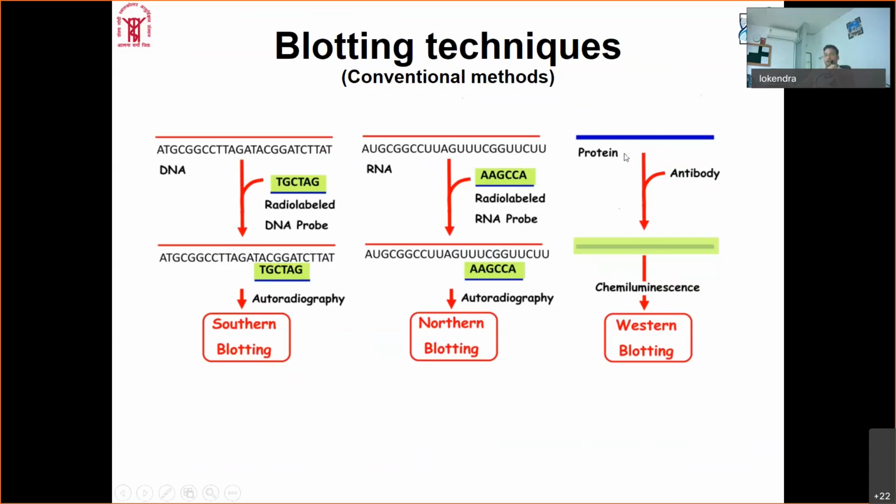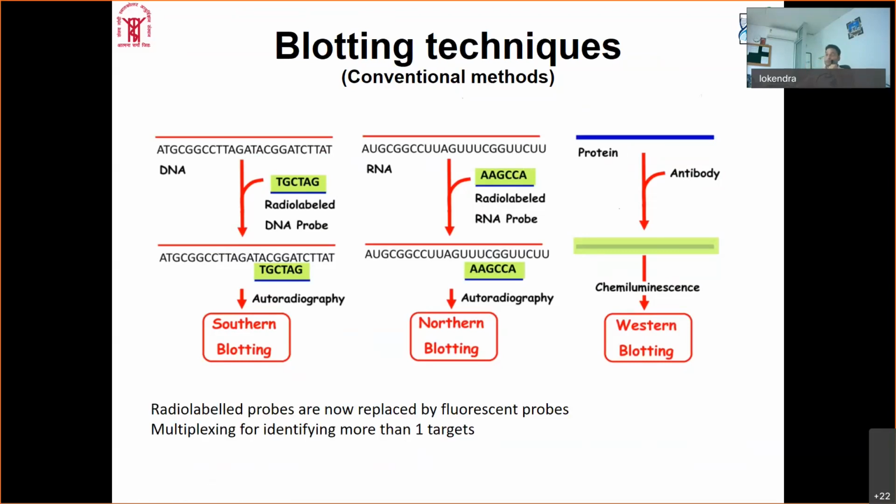That surface can be your membrane, and then these are hybridized with the primary antibodies, and then secondary antibodies which are labeled. So with the chemiluminescence, you can detect the presence or absence of any protein band or maybe the expression of that. So these are some of the blotting techniques.